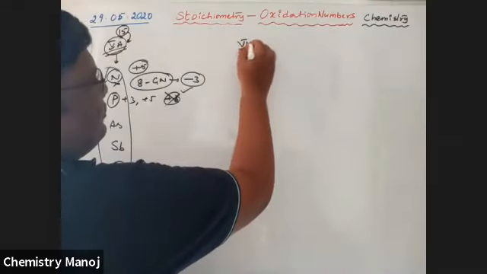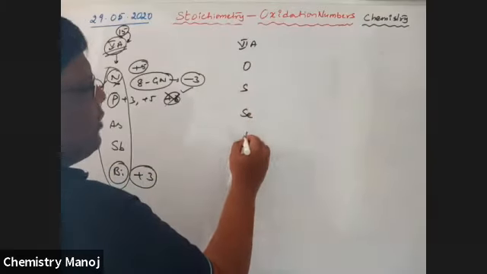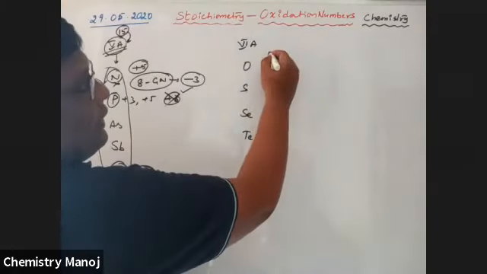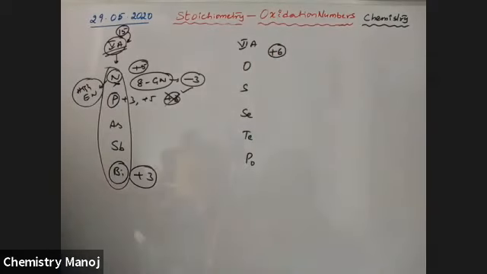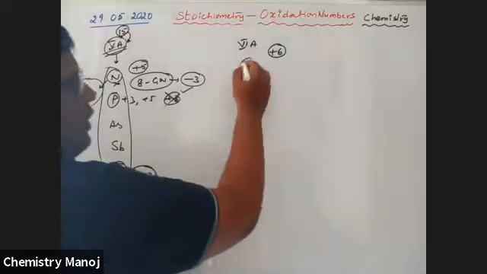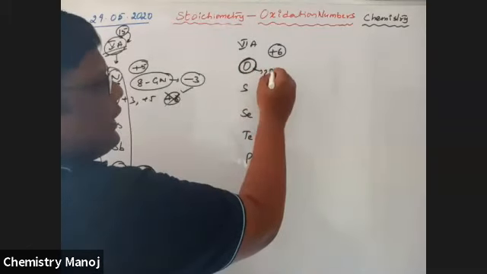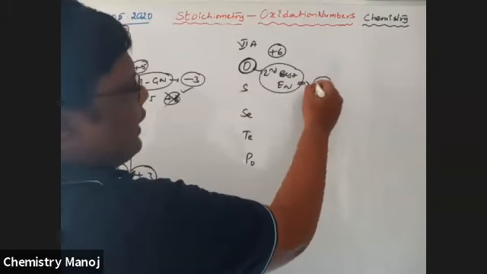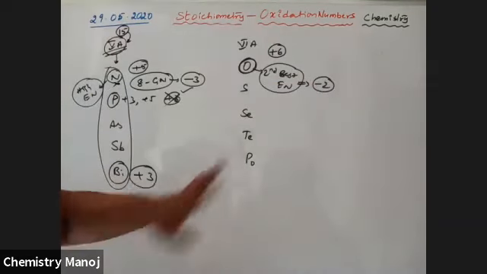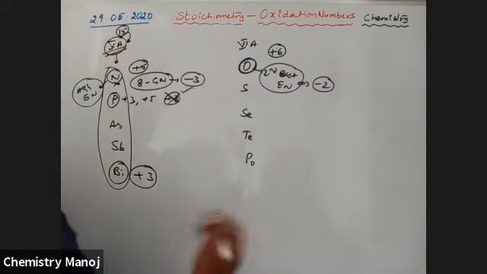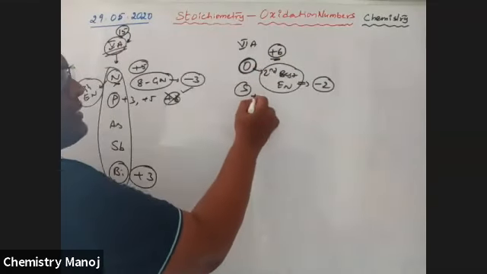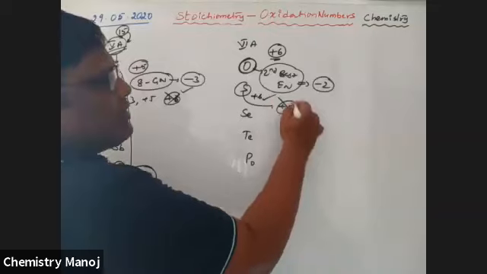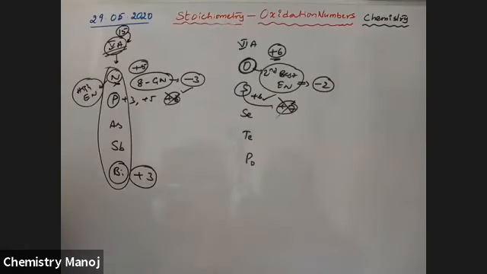Next, 6A group elements: oxygen, sulfur, selenium, tellurium, polonium. For these, greatest value is plus 6. But oxygen is the second most electronegative element. It always shows minus 2 oxidation state. Later I am explaining about oxygen, please wait. Minus 2, but greatest value is plus 6. For sulfur, plus 6 is acceptable, but plus 7 is not acceptable. That means a group element's oxidation state never exceeds its group number.